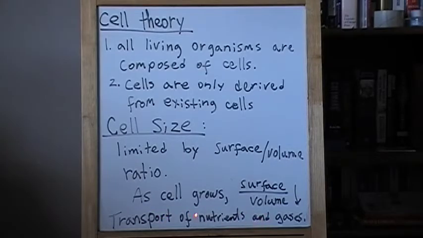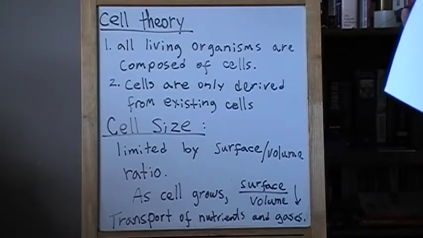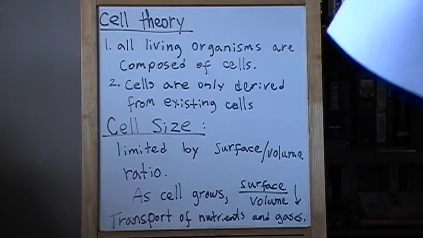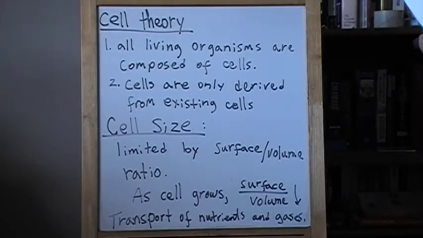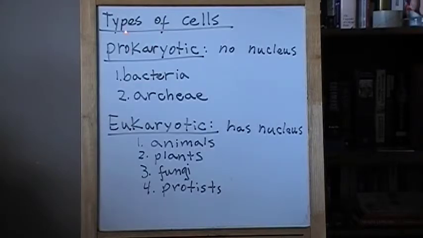So the cell has to bring in nutrients, and it has to exchange gases, bring in oxygen and take out carbon dioxide, and that's a passive process, and that process can only go so fast. So as the surface to volume ratio of the cell decreases, that becomes more and more difficult to do.